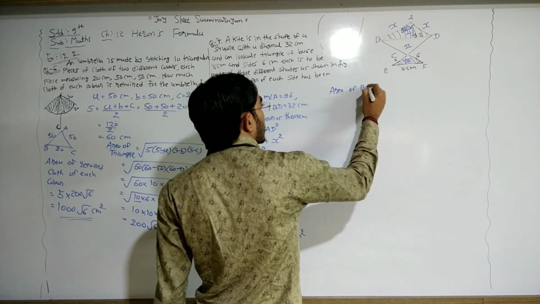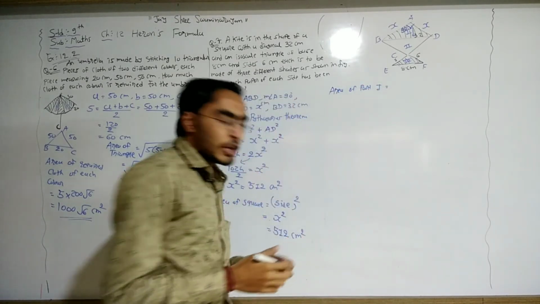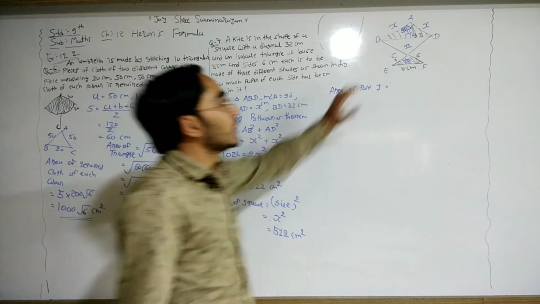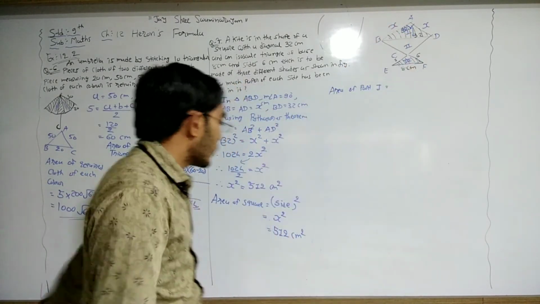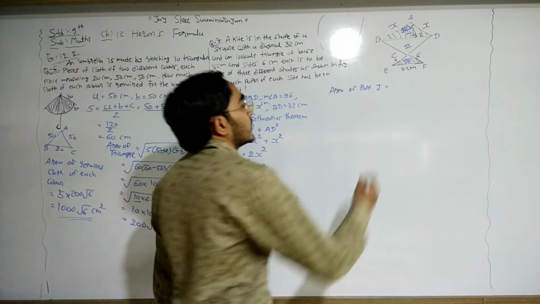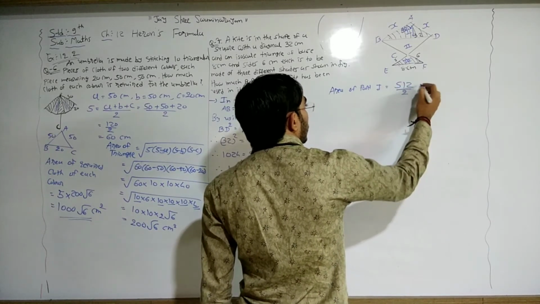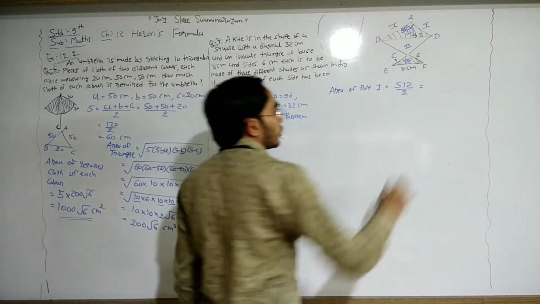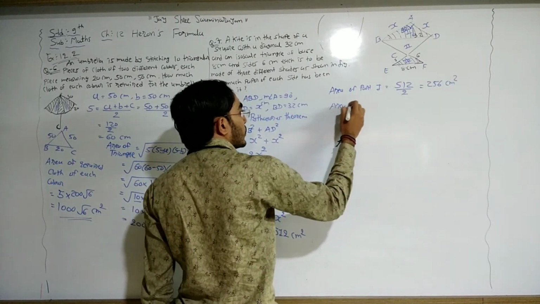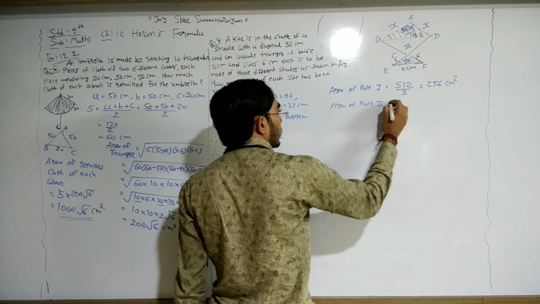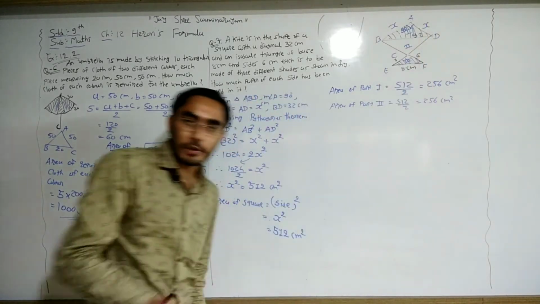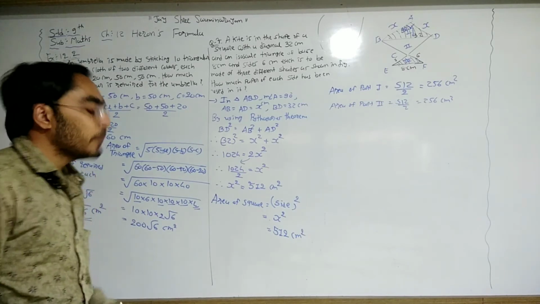Now area of part 1 and part 2 are both equal. So total area is 512, so we need to divide by 2. Half here and half here. Whole area is 512, so we divide by 2 and we get the area of part 1. So 512 divided by 2 is 256 centimeter square, and the same area for part 2. So area of part 2 is also 512 divided by 2, 256 centimeter square. That means both parts have the same area. So part 1 and part 2 are done.